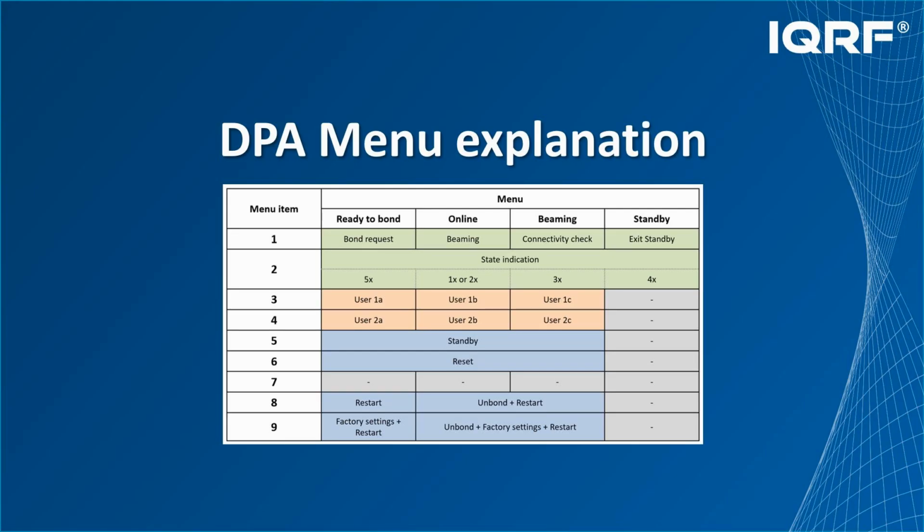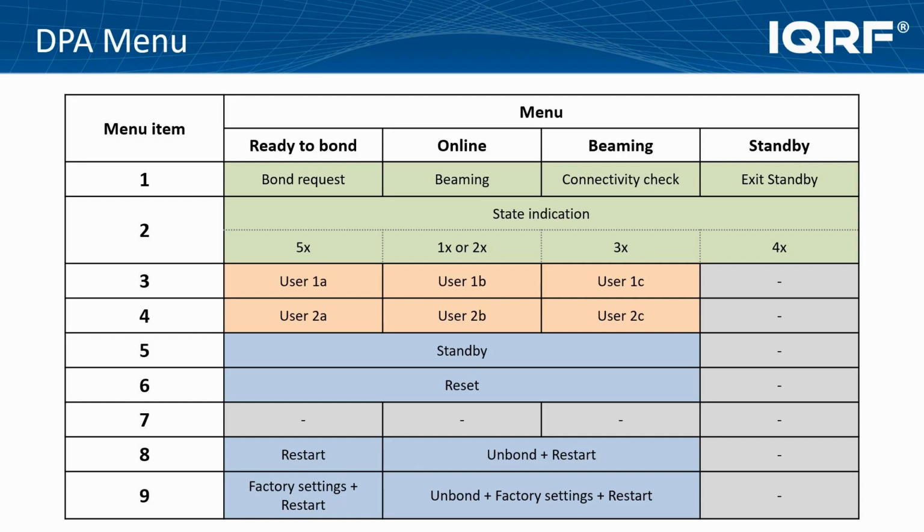In general, the device is always in one of the four states. In the ready-to-bond state, which indicates an unbonded device; in the online state, which indicates a receiving bonded device; in the beaming state, when it sends packets asynchronously, which, however, only applies to beaming devices; or the device is in the standby state, like a sleeping device.